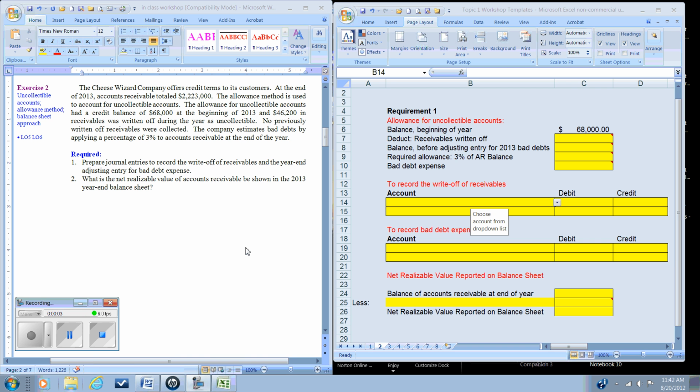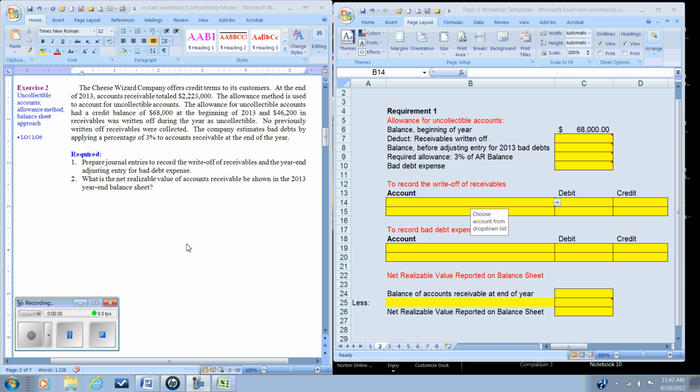In this video, we're going to be using a problem to demonstrate the allowance method for uncollectible accounts using a balance sheet approach. GAAP requires that we recognize potential bad debt expense in the period in which the sales occurred. And notice I used the word potential.